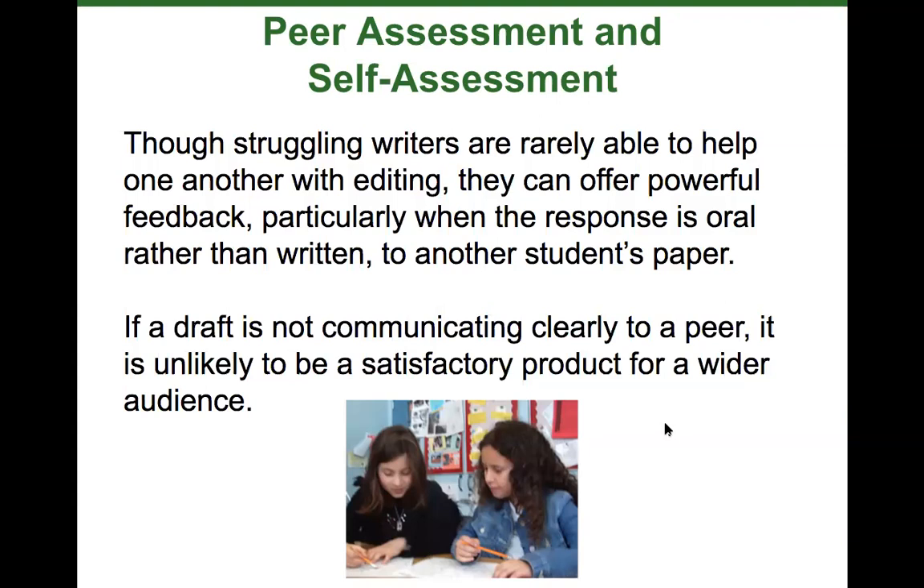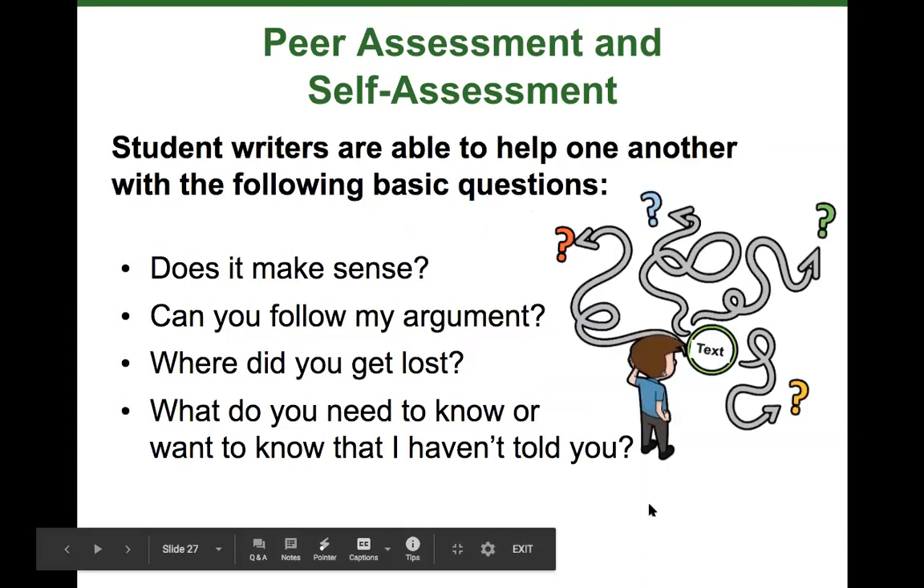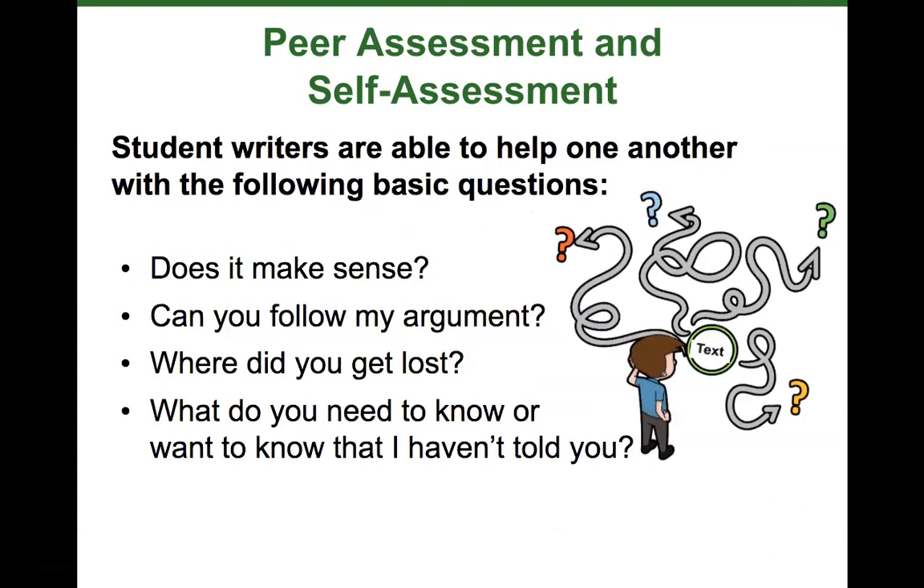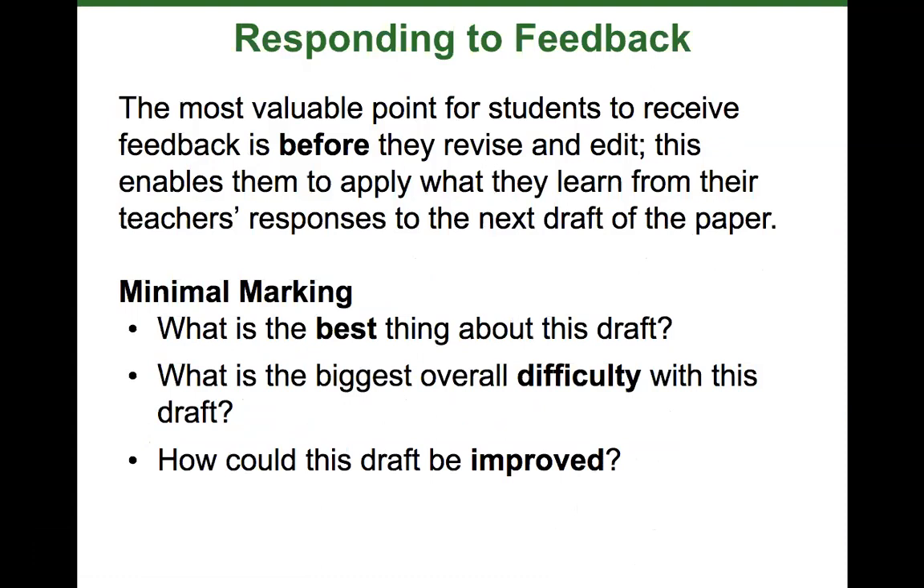Because she says if a draft is not communicating clearly to a peer, then it's unlikely to be ready for a wider audience. So here are 4 simple questions that she suggests student writers use to help one another. And again, this would be more of a conversation between students, not necessarily writing out the responses to these questions. But does it make sense? Can you follow my argument? Where did you get lost? And what do you need to know or want to know that I haven't told you? Those 4 questions can really help guide students when we ask them to engage in peer assessment and give quality feedback to another writer.